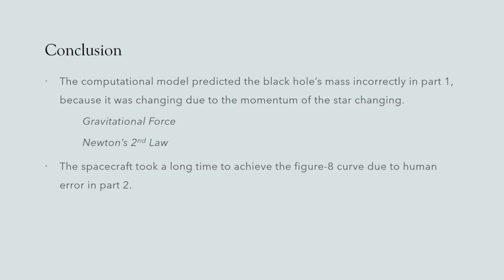So in conclusion, the computational model predicted the black hole's mass incorrectly because of the change in the star's momentum. And in part 2, the spacecraft took way too long to reach figure 8 orbit due to human error.